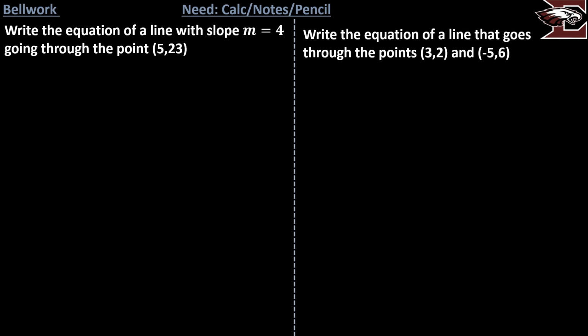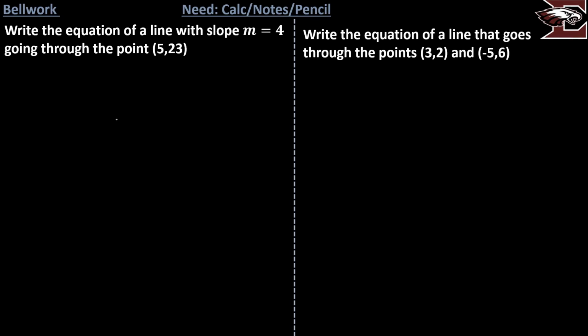In this video, we're going to be focusing on the idea of making lines. To start this video off, before we just jump into those concepts, I thought it would be a good idea to go over the bell work that was with this lesson and talk about how to make lines in general. For the first question, we want to write the equation of a line with slope m equals 4 going through the point 5, 23.